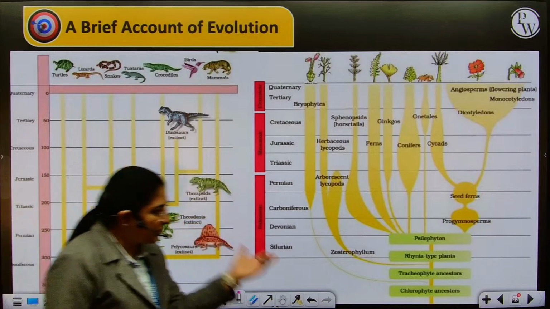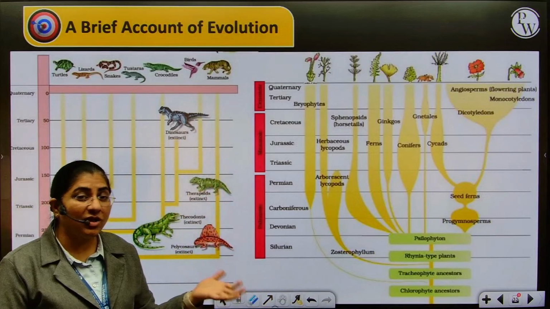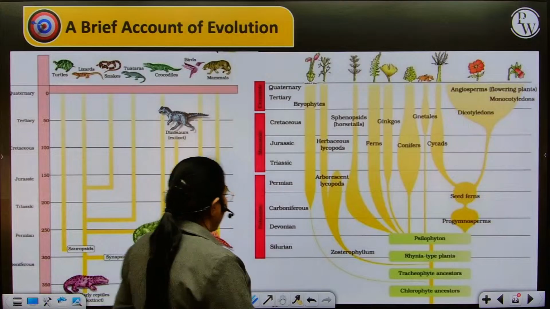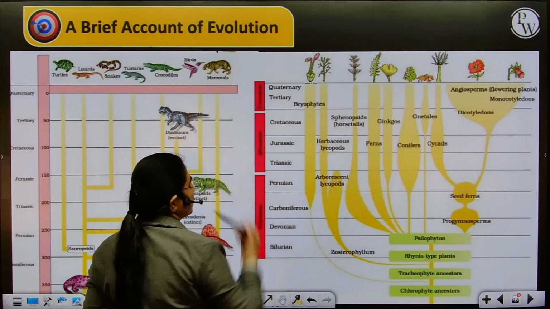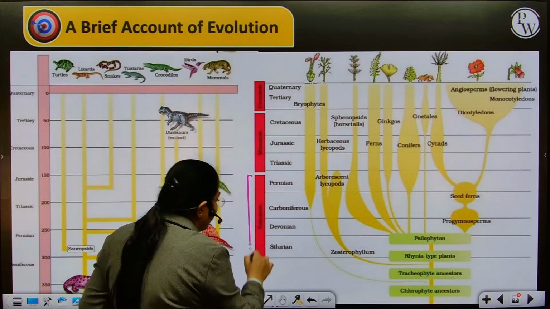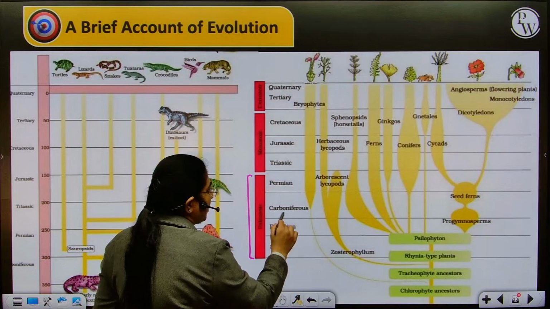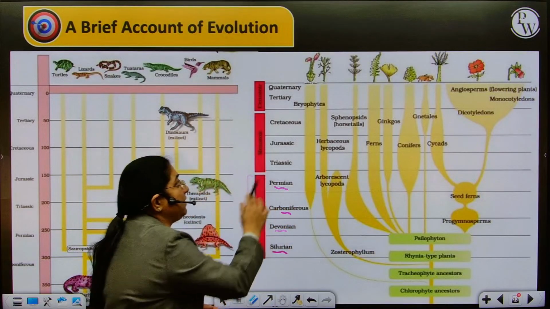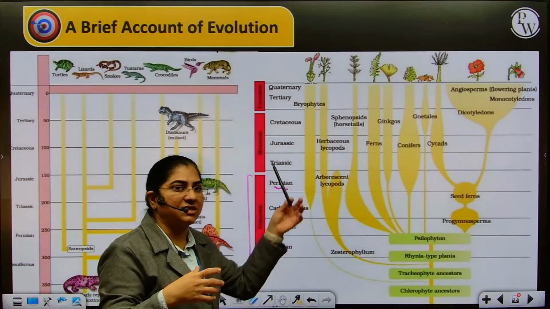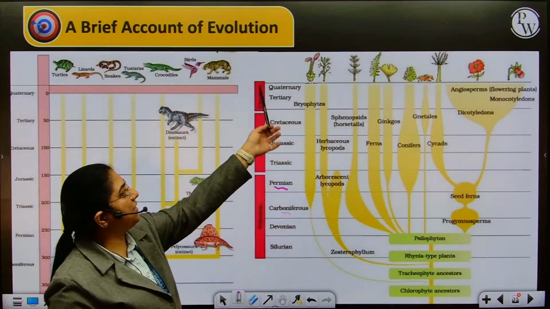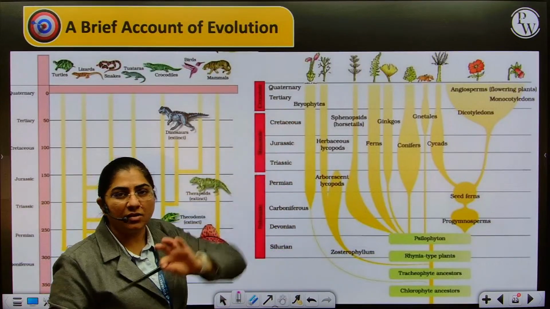Similarly, when you talk about the origin of plants, plants were the ones that invaded land first. As I told you, Paleozoic, Mesozoic and Cenozoic are the eras. In the Paleozoic, we have four periods: Silurian, Devonian, Carboniferous, Permian. In the Mesozoic, we have Triassic, Jurassic and Cretaceous. And in the Cenozoic, we have Tertiary and Quaternary.